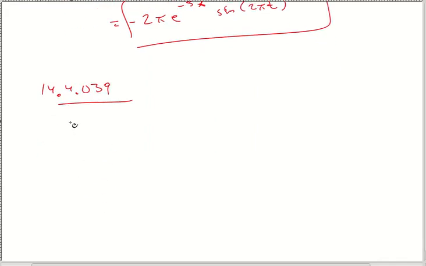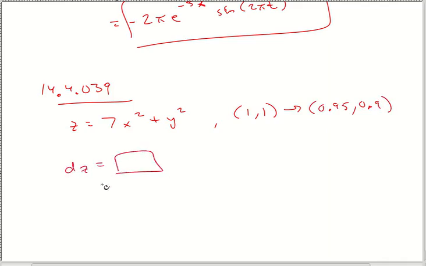So I've got now z is equal to 7x squared plus y squared. They're wanting to go from 1 comma 1 to 0.95, 0.9. I thought that was kind of weird. And they're saying, well, find dz and then find delta z. All right. This here is a Calculus 1 problem. I'm not going to go way deep into it. I'm going to try to remind you of a couple things. But these numbers are similar but different.